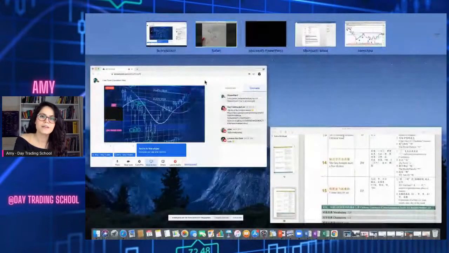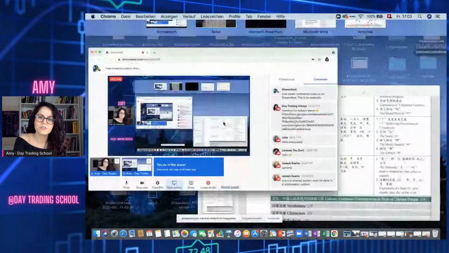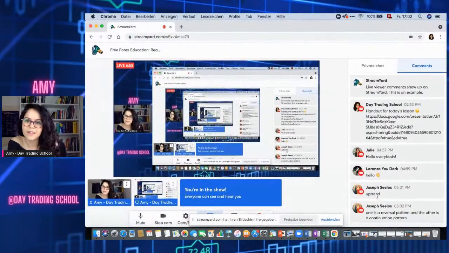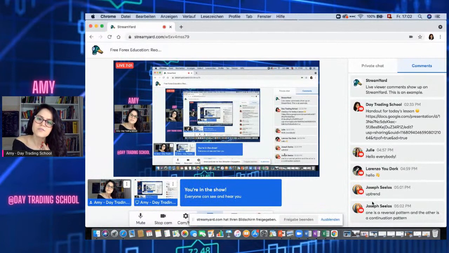So let me go back to the PowerPoint presentation. Oh, all right, now I can see people writing. One is a reversal pattern and the other one is a continuation pattern. Yeah, that's right. This is true.